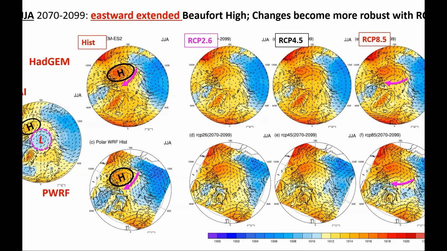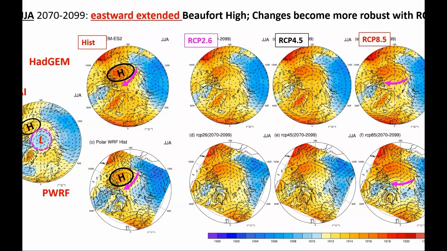This slide shows the climatology mean of the summer sea level pressure and surface wind from the ERA-Interim, HadGEM model, and Polar WRF over the historical period and the last 3 decades of the 21st century in the RCP 2.6, RCP 4.5, and RCP 8.5.